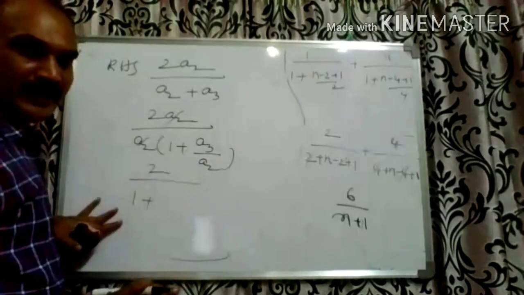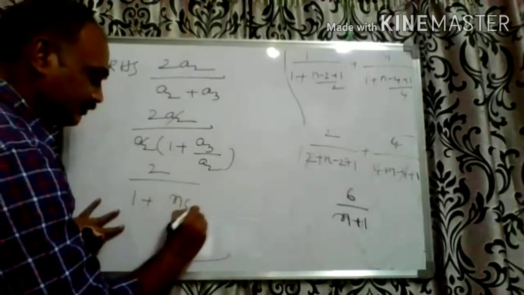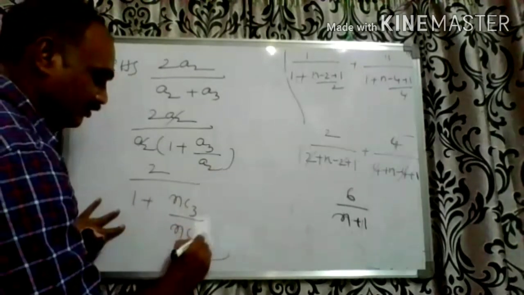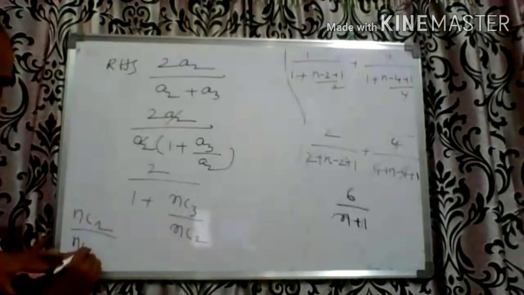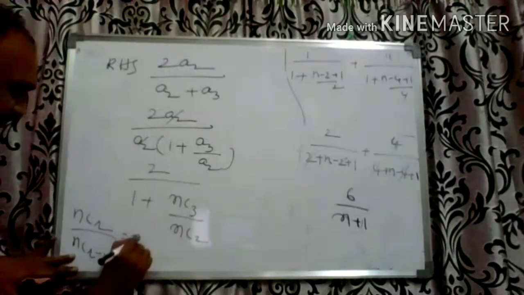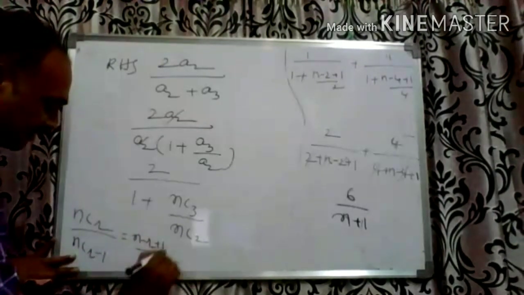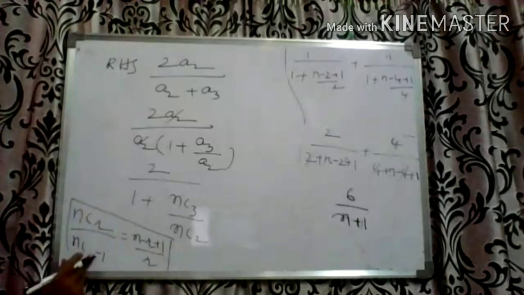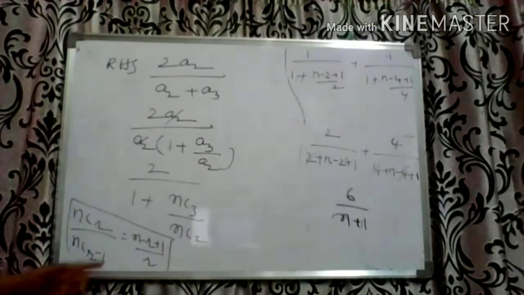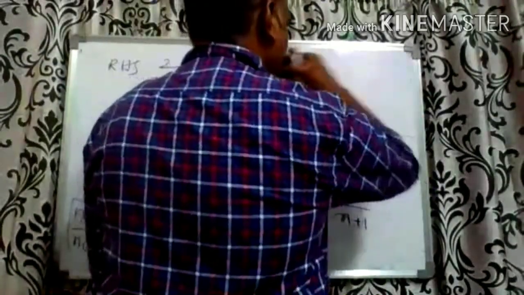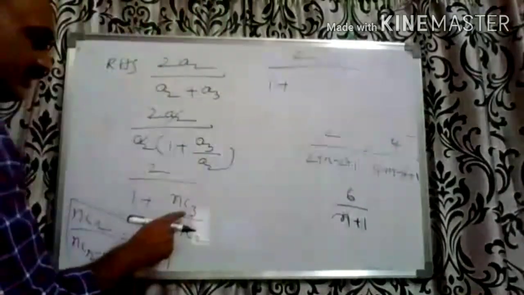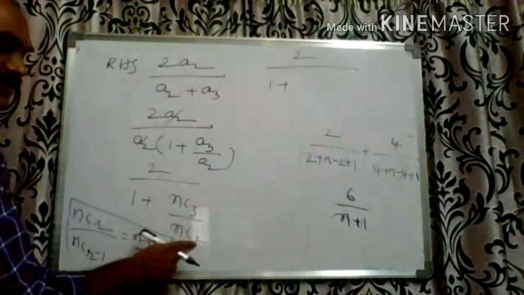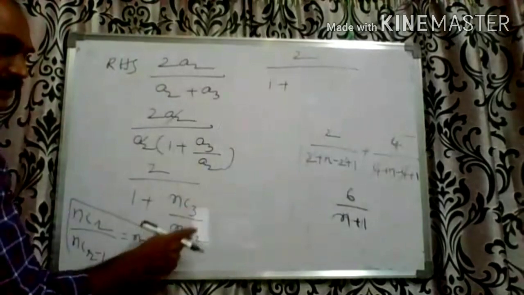A1 is NC1, A2 is NC2, A3 is NC3, so A3 by A2 is equal to NC3 by NC2. Apply the formula NCR by NCR minus 1 is equal to (N minus R plus 1) by R. That is equal to 2 by 1 plus NCR by NCR minus 1, here R is equal to 3.